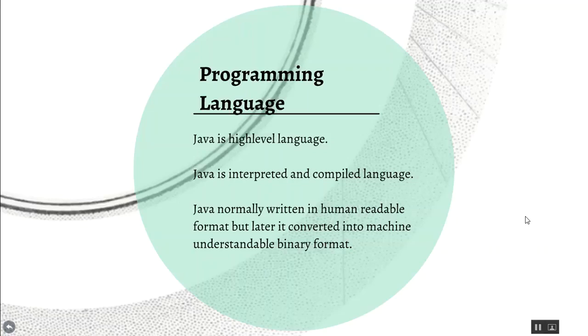The thing is that these high level languages are not understood by the computer or machine. So we need to interpret and compile it. So Java also provides interpretation and compilation features by itself. Before your application runs, your code is compiled and interpreted into machine understandable code, and that machine understandable code is in a binary format, that is zeros and ones.